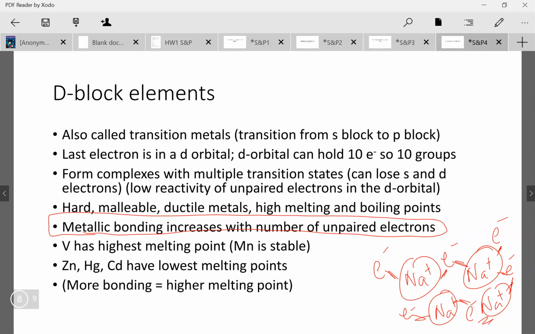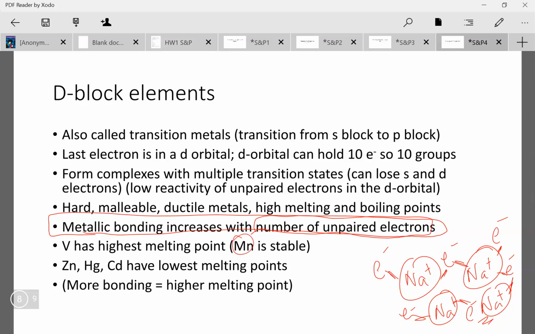And therefore, melting point increases with the number of unpaired electrons. The more unpaired electrons something has, the more electrons it donates to roam around and form glue between the ions, and therefore the more tightly bonded these ions will be. So it has a higher melting point.